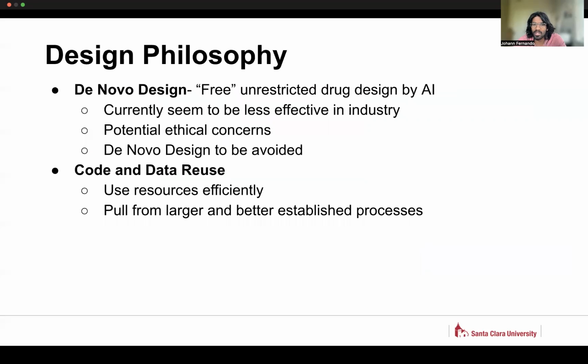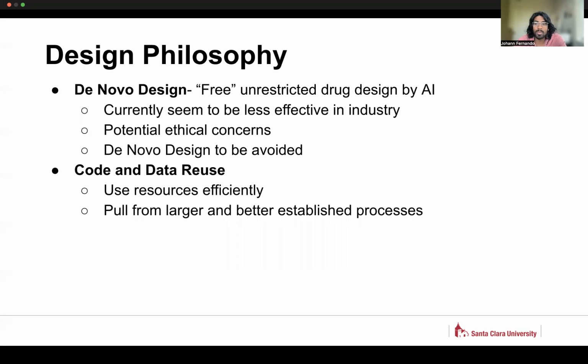There's a few relevant pieces of design philosophy that we wanted to maintain throughout the process. First, we were trying to avoid de novo design. Our mentors in the bioengineering department have seen in industry that it has limited effectiveness, and therefore we were trying to step away from it. There's potential ethical concerns here, and as it seems ineffective, we wanted to avoid it. Basically, de novo design is constituted by free, unrestricted design of the drugs by an AI.